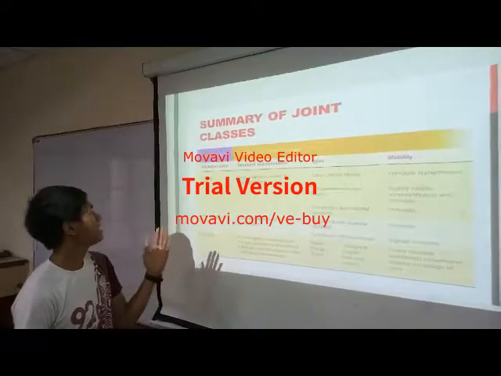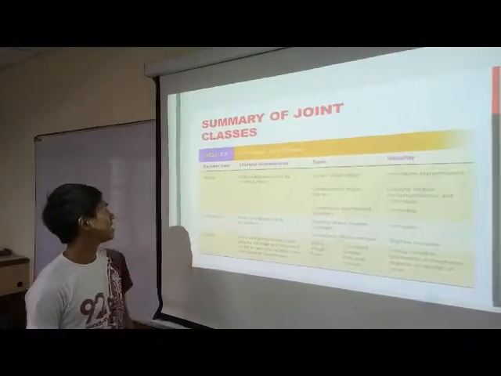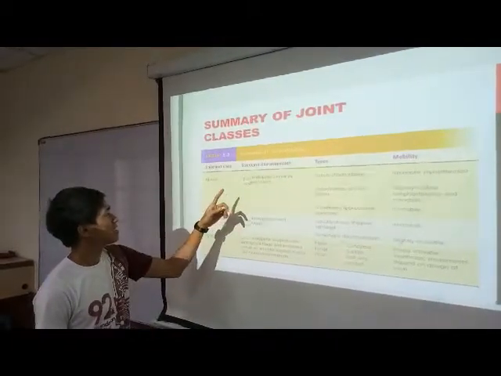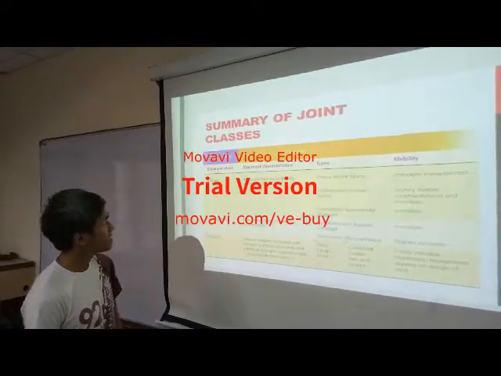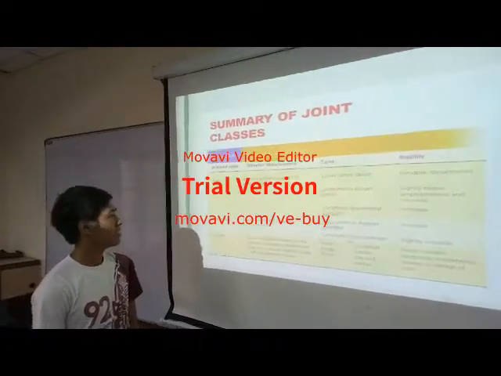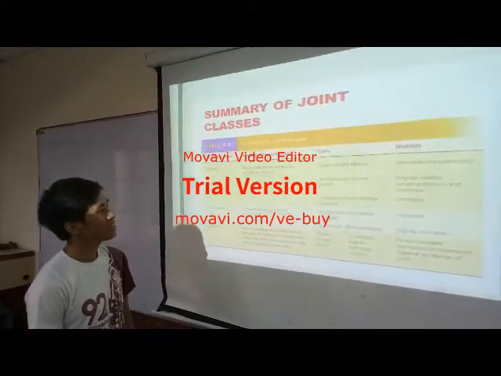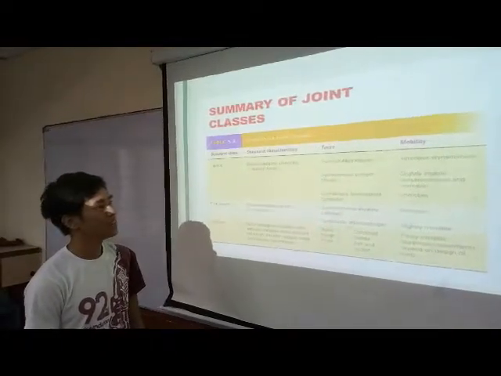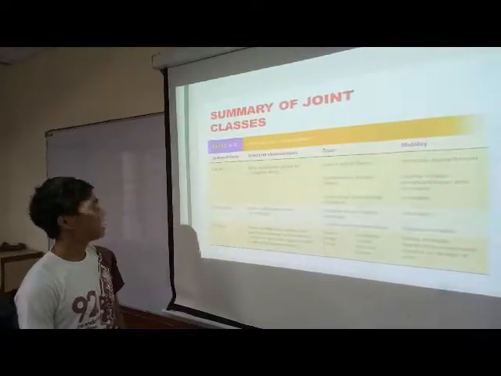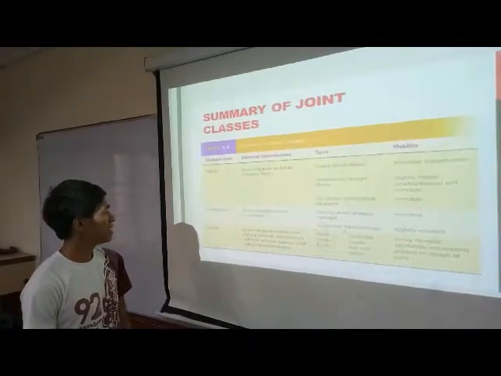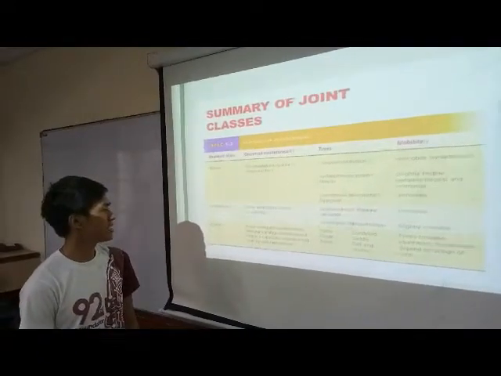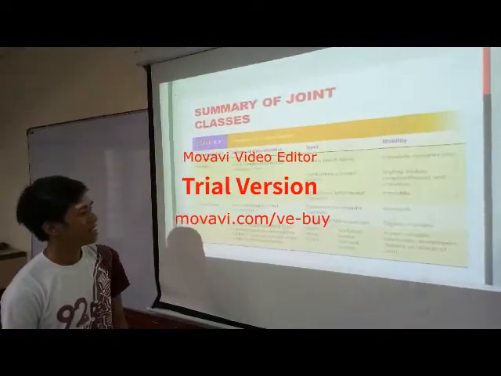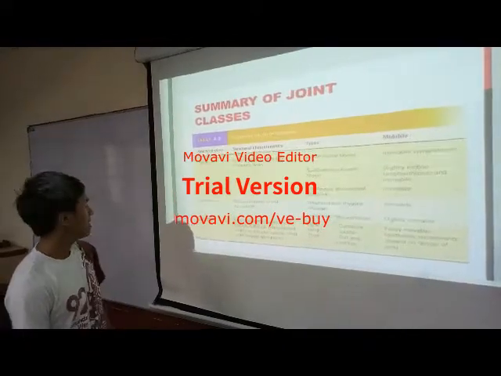This is the summary of joint classes. Structural classes are fibrous, cartilaginous, synovial. The structural characteristic of fibrous is bone ends, parts united by collagenous fibers, and the types are suture or short fibers, mobility: immobile. The structural class of cartilaginous is bone ends, parts united by cartilage, and the types are gomphosis, periodontal ligament, and mobility is immobile.